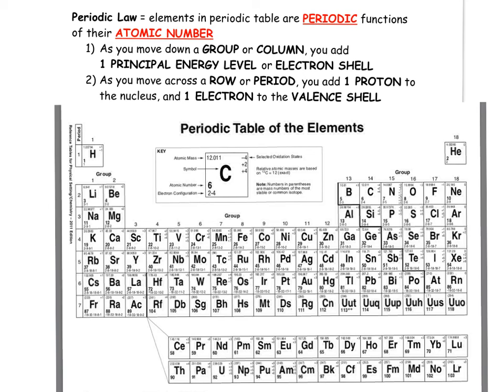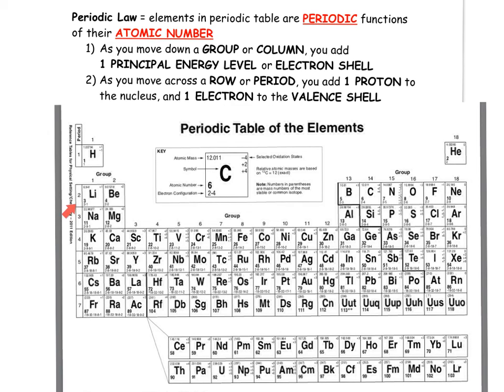Okay, so lithium has 3 protons, beryllium has 4 protons, boron has 5, carbon 6, and so on, all the way over to neon that has 10. So as you move across a row or period, you add 1 proton to the nucleus. You are also adding 1 electron to the valence shell. The valence shell is not changing.